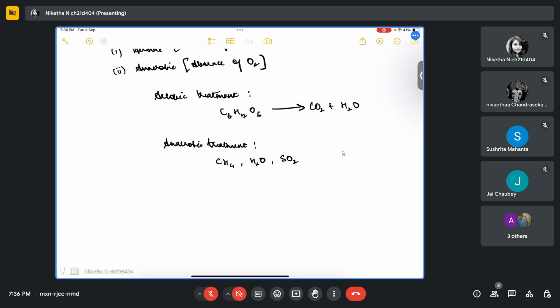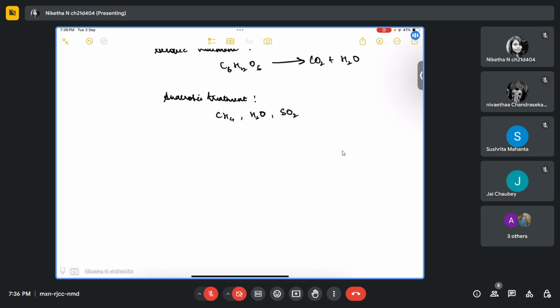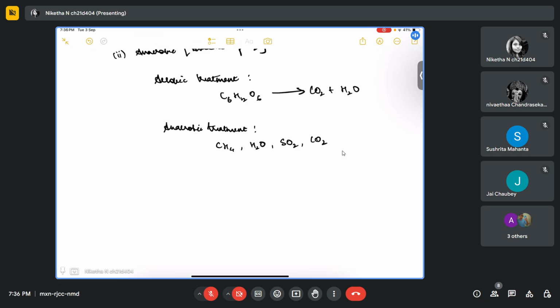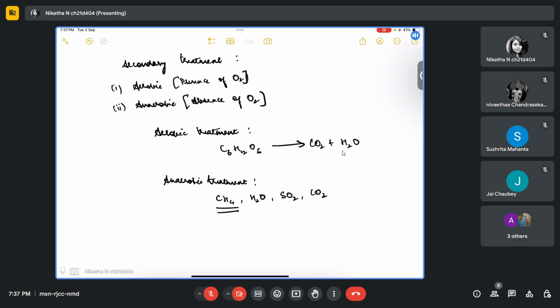So these are the differences. Carbon dioxide will also be produced. But the major difference between aerobic and anaerobic is that in anaerobic processes, methane gas will be produced. In aerobic, it will not be produced. And these two processes take place by using microorganisms or bacteria.